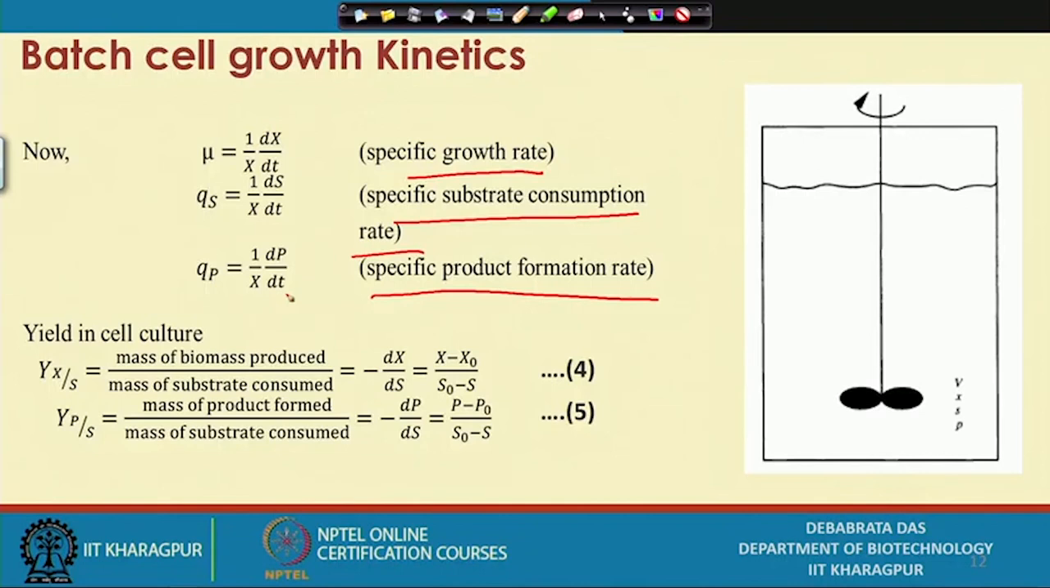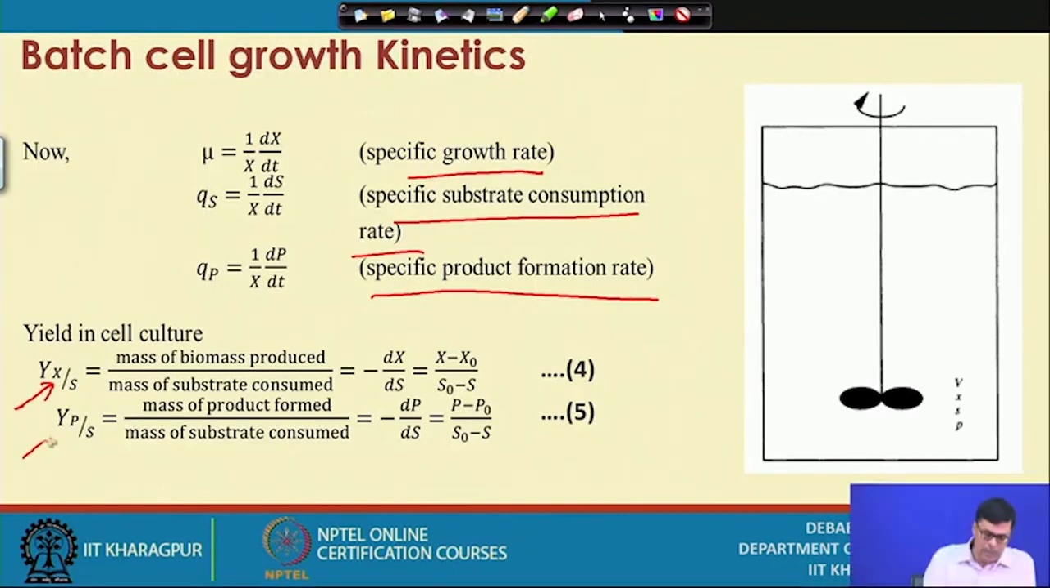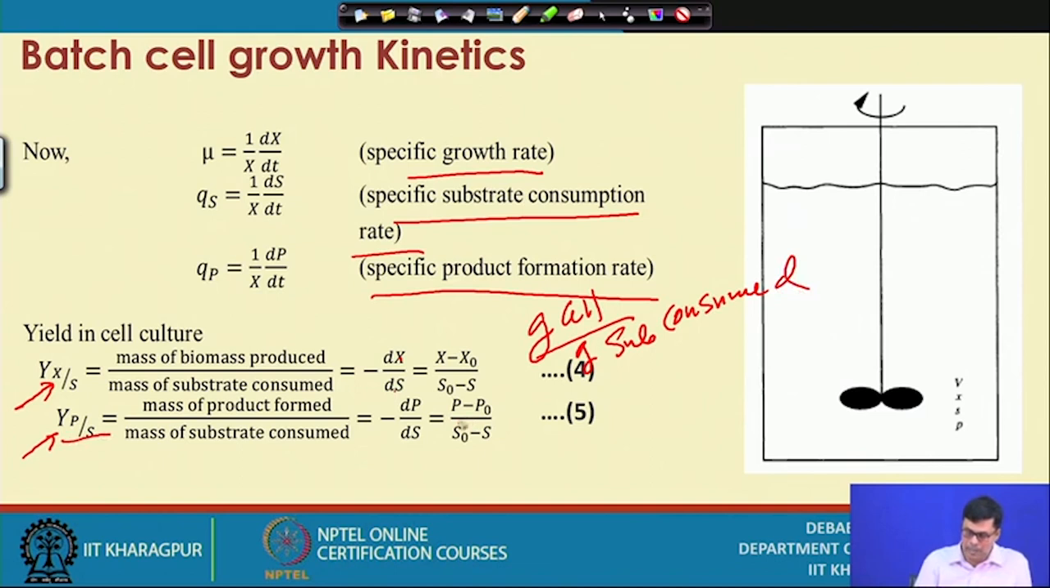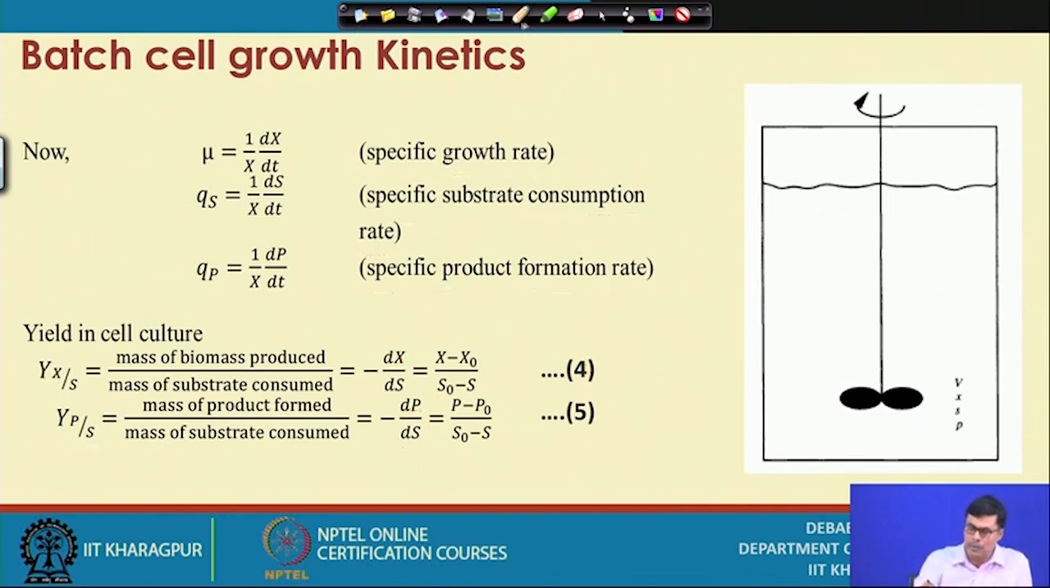Now, another term we come across is the yield coefficient. This is the growth yield, that is dx by ds, the gram of cell produced per gram of substrate consumed, not added, consumed. So, that we should remember. Here also, Yp by s will be gram of product formed per gram of substrate consumed. So, this we shall have to remember.